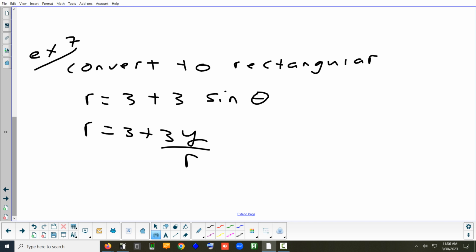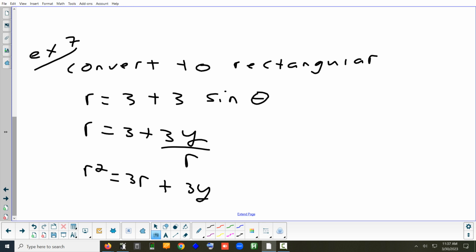I like that, but now we introduced a fraction. How can I clear this fraction? Multiply by r on both sides. So if you multiply everything by r, what's that going to give me? It's going to equal r squared equals 3r plus 3y, because you have to multiply every term by r. Okay, so that's a little bit better because at least we don't have a fraction there.